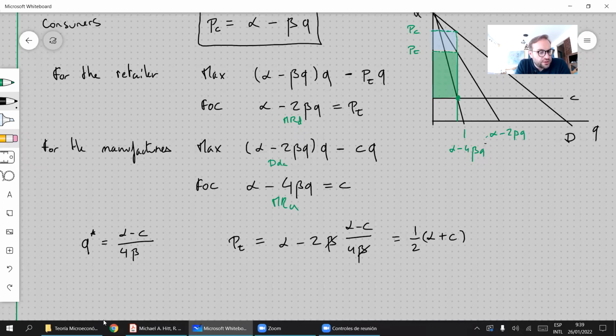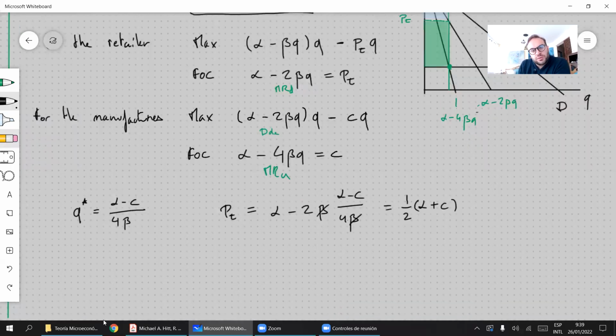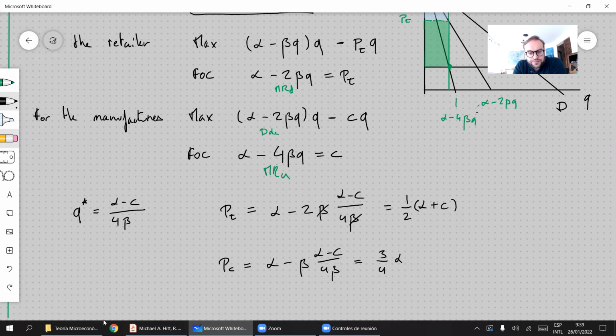Given this, I can also compute the price for the final consumer. Well, it should be, let's compute it anyway. So the price for the final consumer is alpha minus beta times alpha minus C over beta, so the betas are going to cancel each other out, and I get alpha minus a quarter of an alpha. So this is three quarters of an alpha, and I also get plus a quarter of a C.